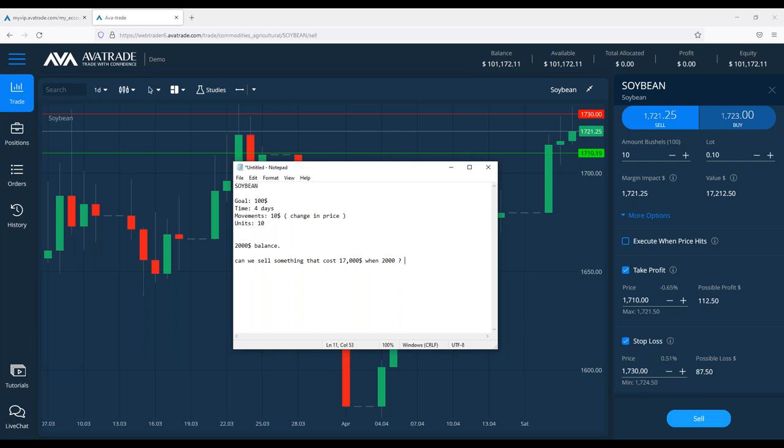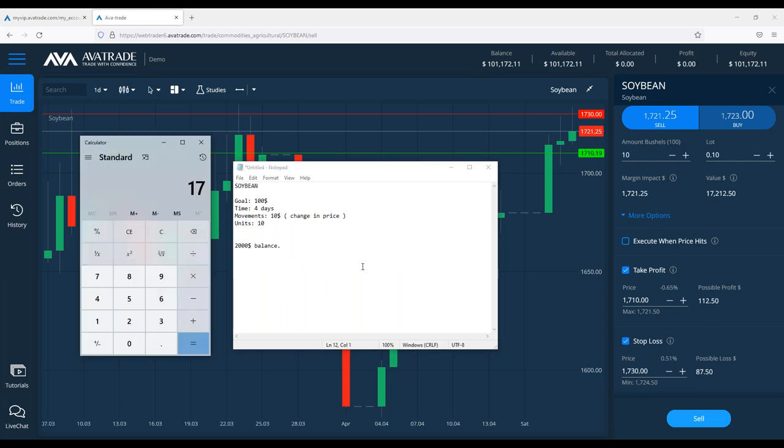Not even with leverage, but that is exactly the secret I was about to reveal. Since we're trading CFDs, we have leverage in all of the positions. And because we have leverage, the margin impact is only 10% of the value. How so? Let me show you. If we divide 17,200 by 1,720, the answer is 10. So the value divided by the margin impact equals leverage.